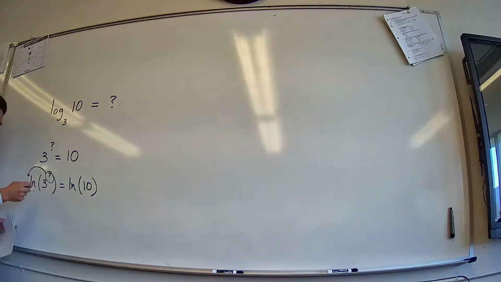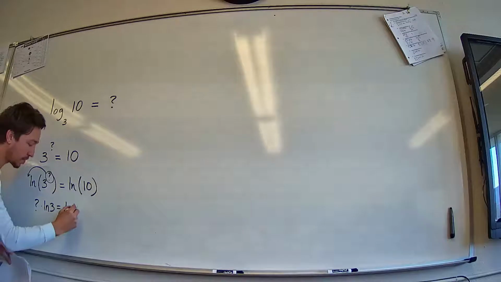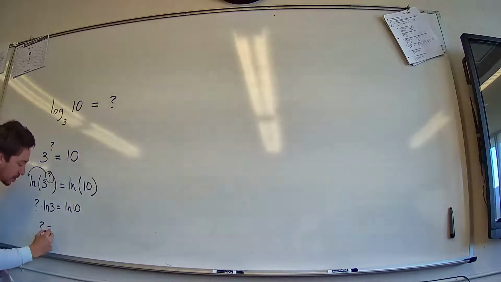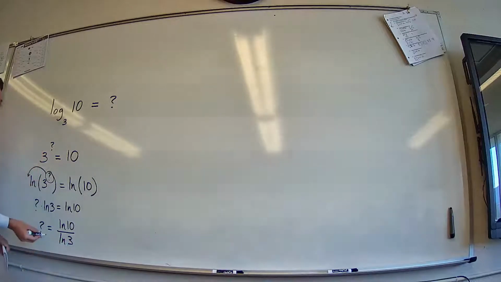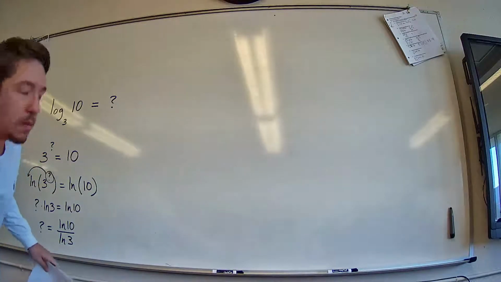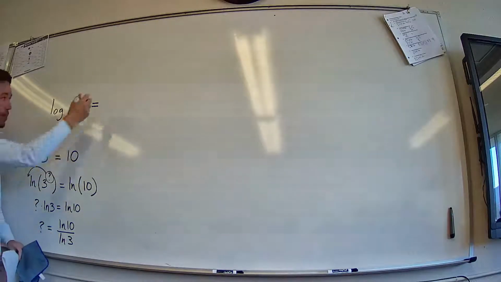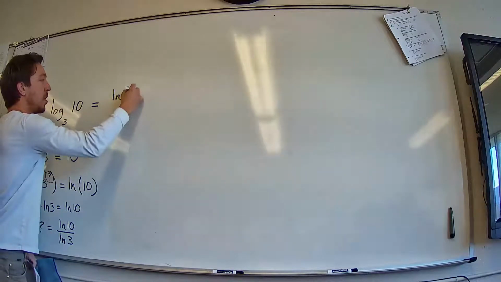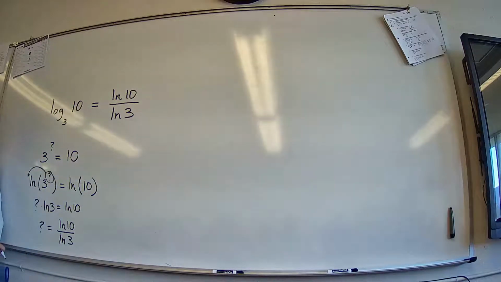Then I could divide both sides. So I'd have the thing I'm looking for, question mark, times the natural log of 3 equals the natural log of 10. So the thing I was looking for is the natural log of 10 over the natural log of 3. When your calculator only had one type of log, that's what you'd do. Now, my choice of 10 and 3 was arbitrary. You can do this for anything.